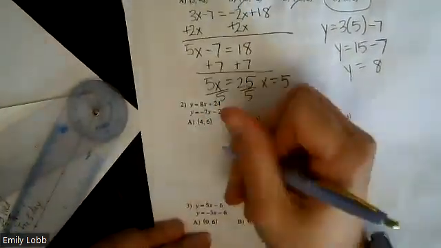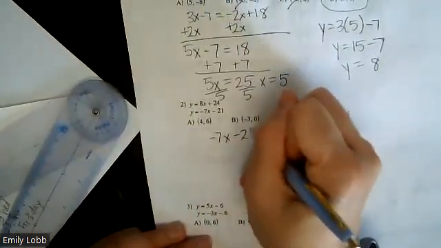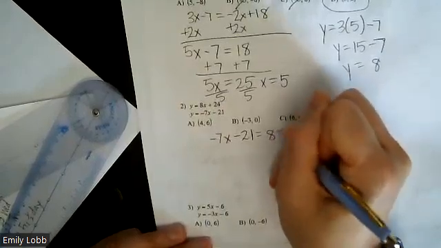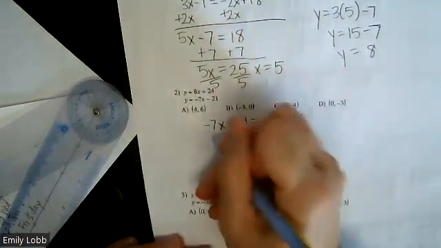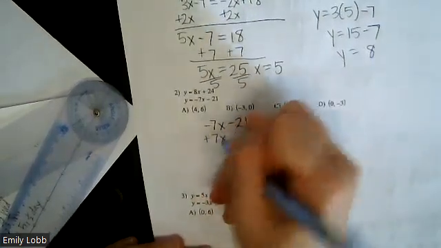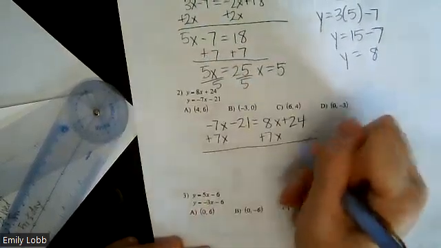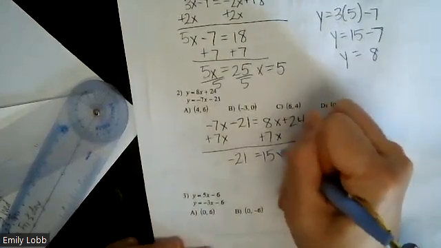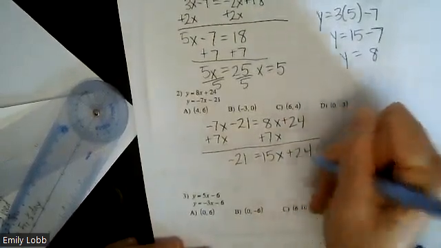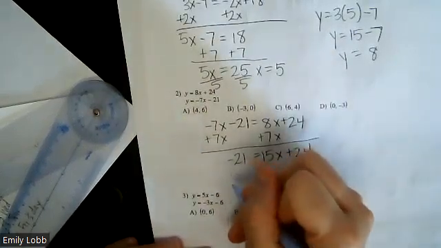All right. So you're going to keep on keeping on. We're going to put this in place of the y, negative 7x minus 21 is equal to 8x plus 24. So I might add 7x to both sides. It gets kind of large. Negative 21 equals 15x plus 24. So if I subtract 24 from both sides, ew, what is happening here?